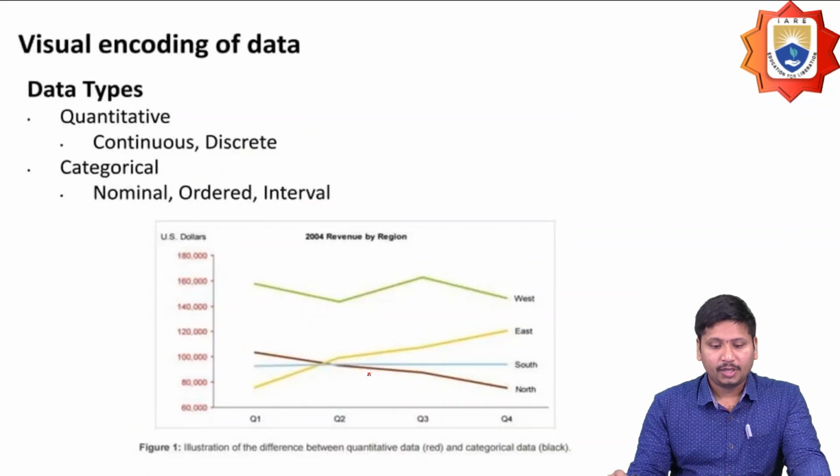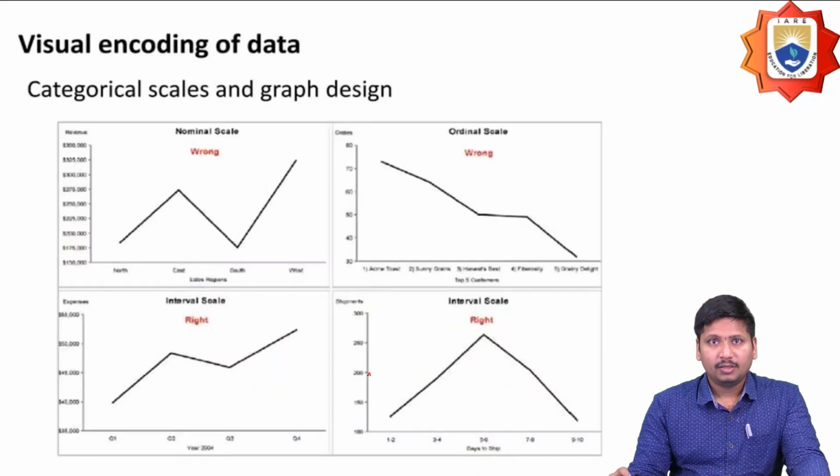And visual encoding of the data means that the data may be of two types, quantitative and categorical, where the data can be continuous and discrete, nominal and ordinal. So here also I can represent that. And these are some of the categorical scales of line graphs: nominal, ordinal, ratio scale, and interval. So these are some various ways of representing the data for the line chart.